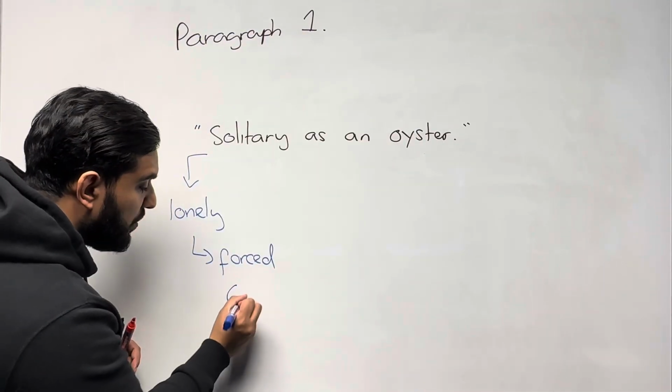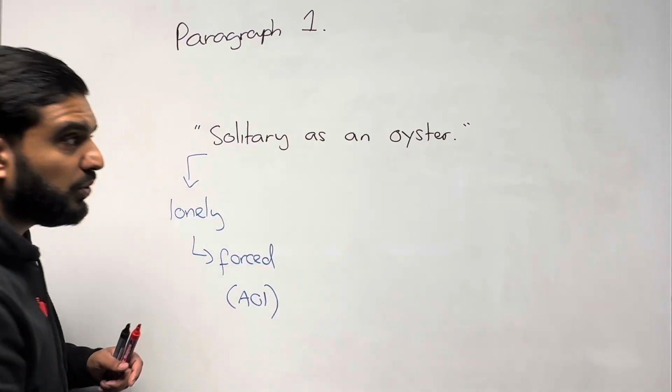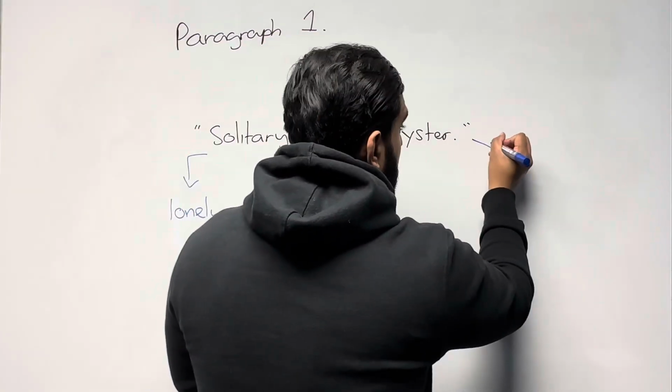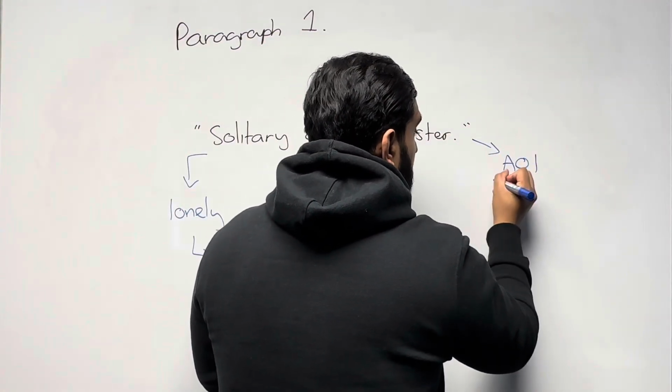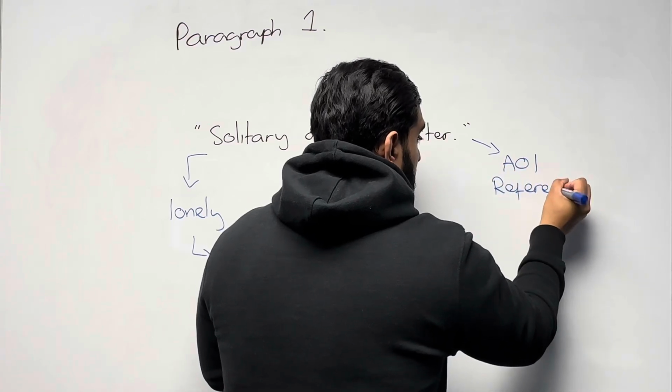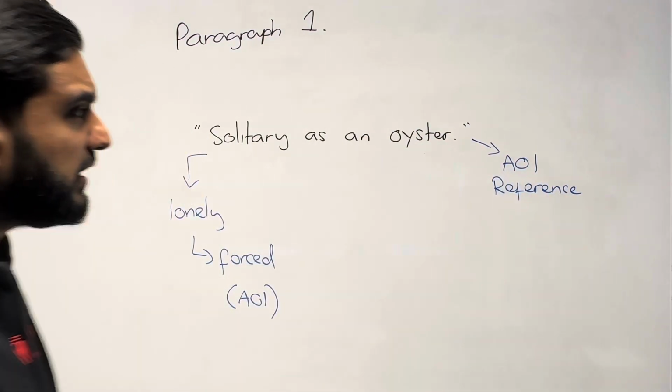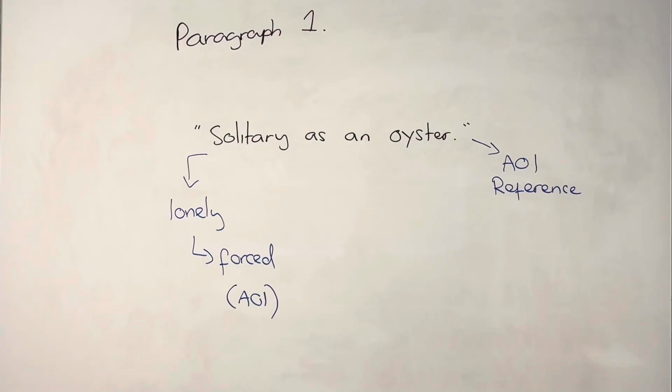This here would count as AO1 because this would be my point. This quote over here would also count as AO1 because this is my reference to the text. Now let's analyze and talk about the quote specifically.